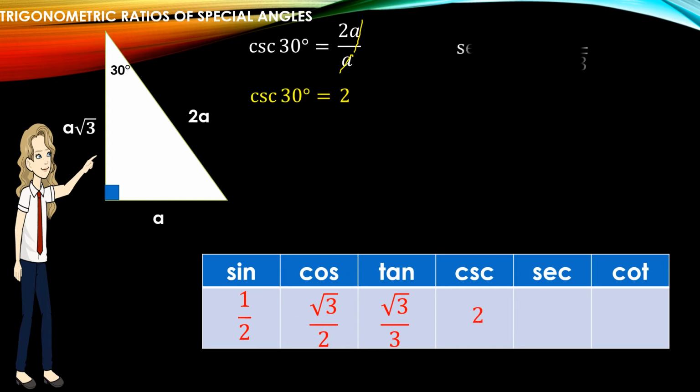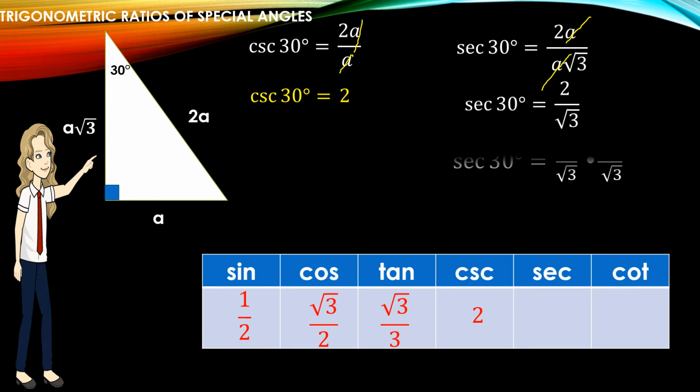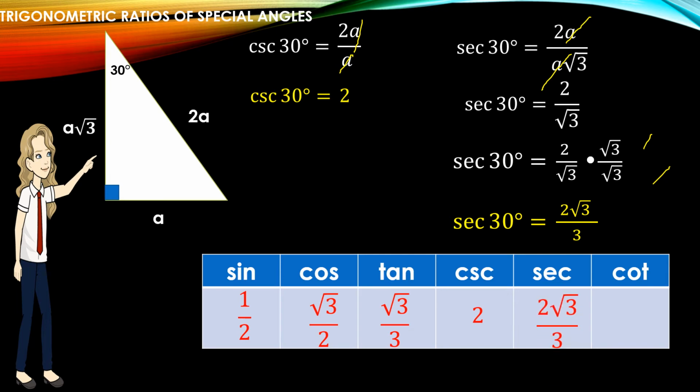Okay, 2. Then, secant 30, the reciprocal of cosine 30. Cosine is adjacent over hypotenuse, so it becomes hypotenuse over the adjacent. So, we have 2A over the A square root of 3. Then, cancel the A. Then secant 30 degrees is equal to 2 over square root of 3. Rationalize, multiplying by square root of 3. And that will be 2 square root of 3 over 3. That is the secant 30 degrees.